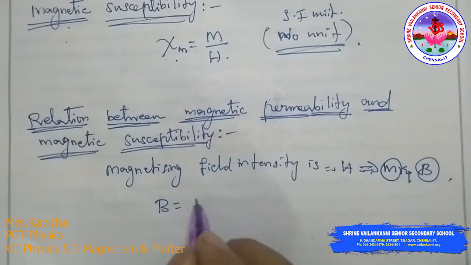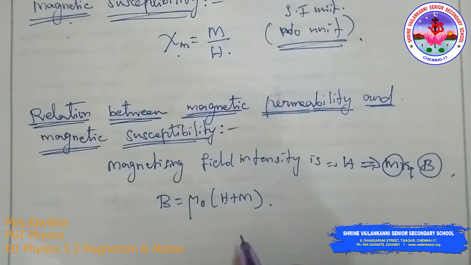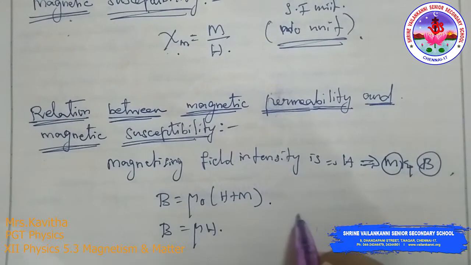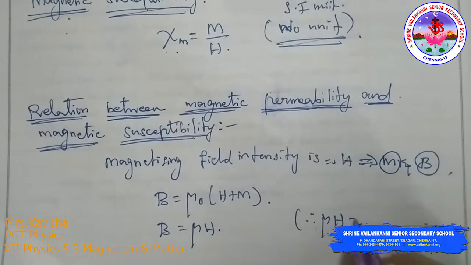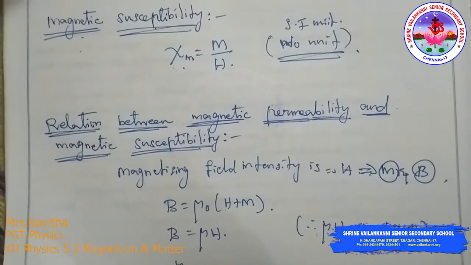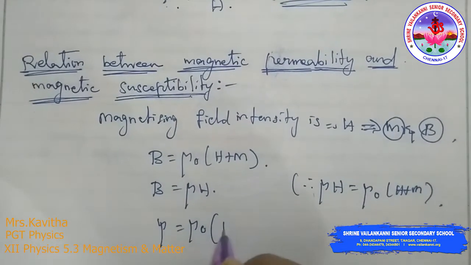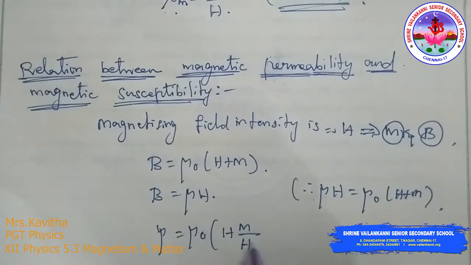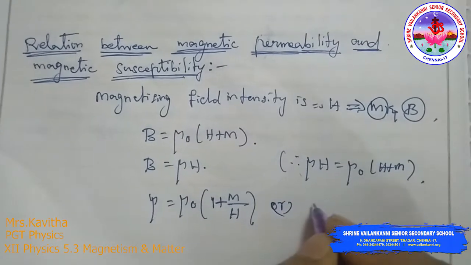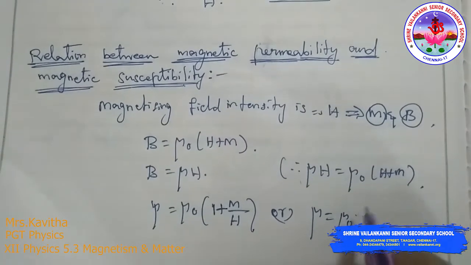That means the magnetizing field, mu naught into H plus M. Now we have seen this relation. From this we can get B, which is equal to mu H. Because mu H is equal to mu naught into H plus M, we can write mu, which is equal to mu naught into 1 plus M by H.